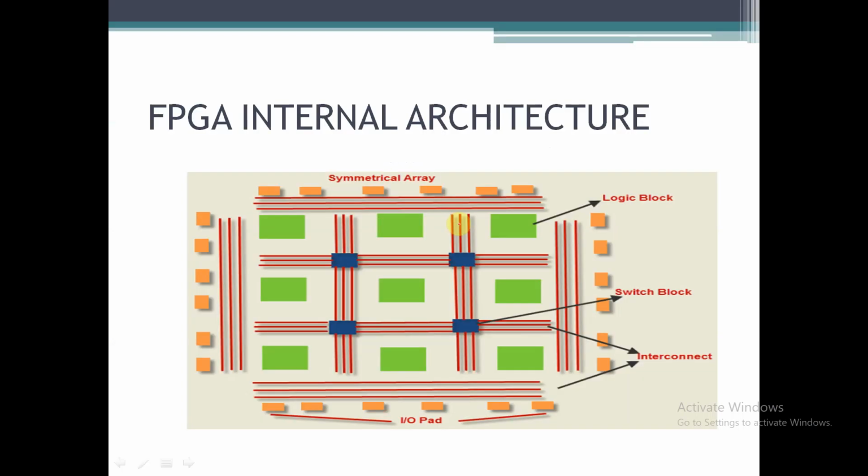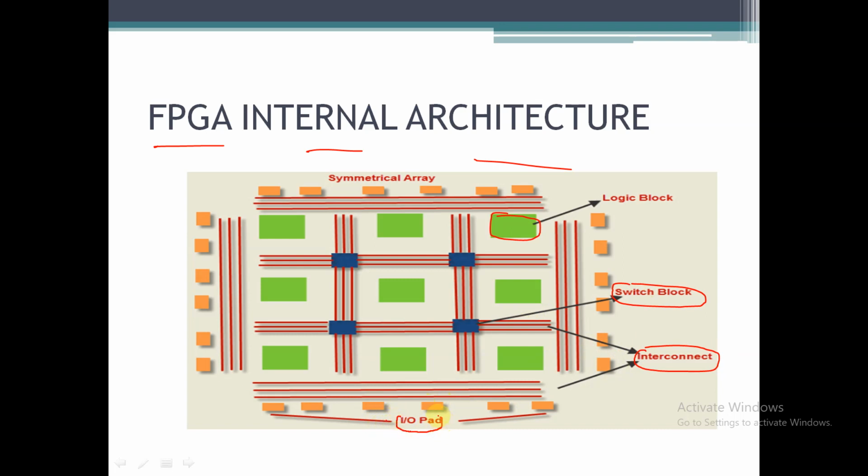Yeah, thank you. So this is the FPGA internal architecture. Still, we have so many blocks, so this is a simplified architecture. In this architecture, we have the blocks called logic blocks. These blue color ones are called switch blocks, the red colored lines are called interconnects, and the orange color blocks are called IO pads.